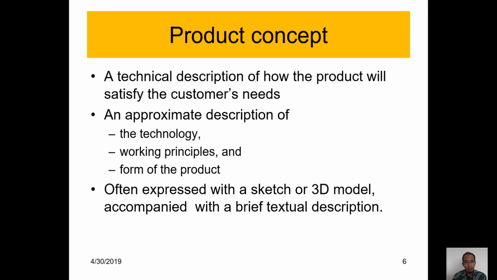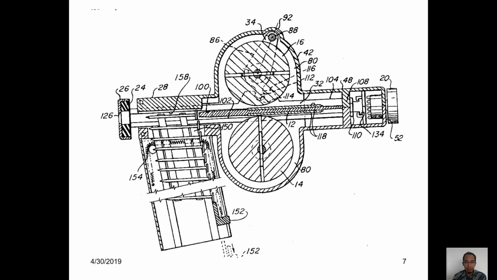So a product concept is a technical description of how the product will satisfy the customer needs, and it is an approximate description of the technology, working principles, and form of the product. It is often expressed with a sketch or a 3D model, accompanied with a brief textual description. This is an example of a product concept.